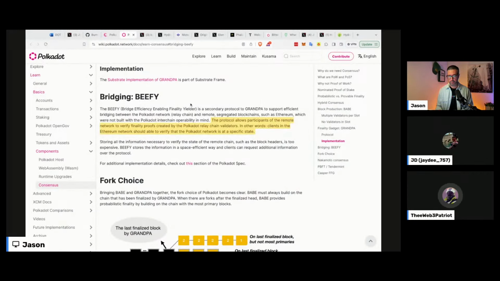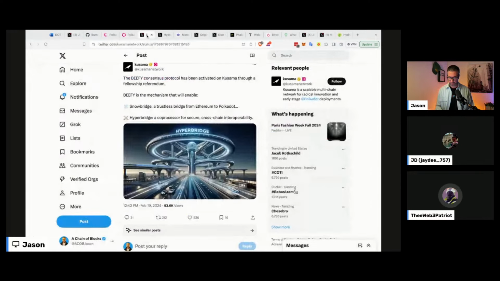So one of them is Snowbridge, as you just mentioned. Snowbridge is basically going to bridge Polkadot to Ethereum, and it's supposed to do it trustlessly, where you don't have to rely on anything centralized. Another one is Hyperbridge, which is going to try to bridge to pretty much every other decentralized ecosystem. And there are going to be multiple other bridges coming out. I think there's a bridge to Kusama coming in the process too.